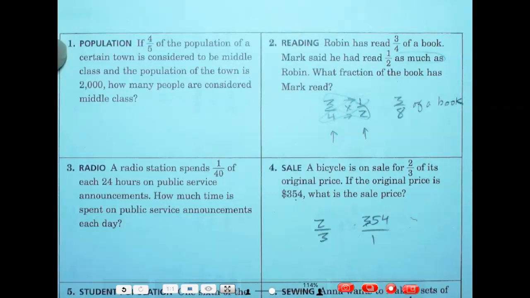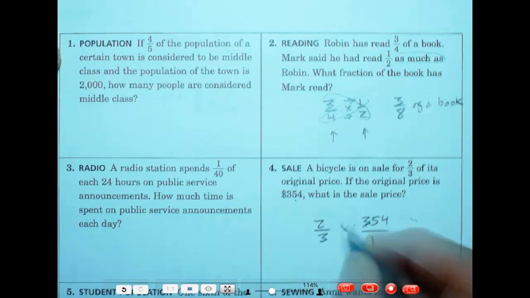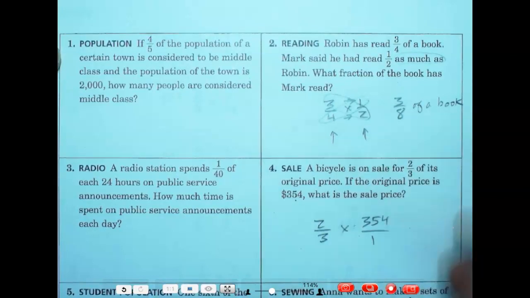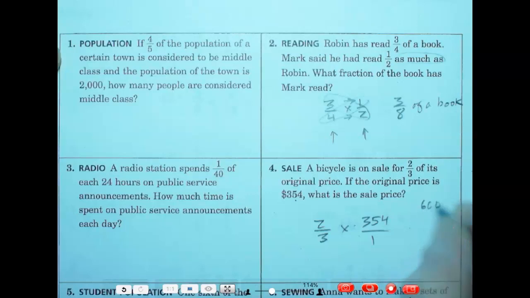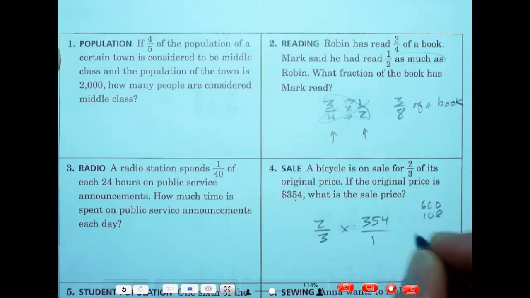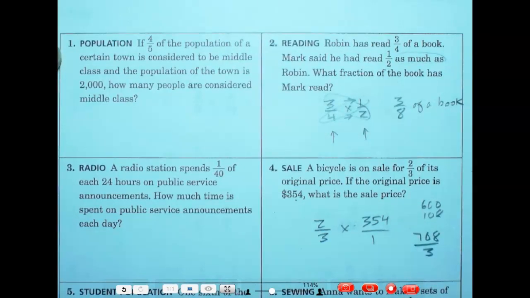We could just put the 354 over 1 like that, and then we can multiply. So we take 2 times 354. Well, let's think about that. 2 times 300 would be 600. 2 times 54 would be 108. So this is going to be 708 over 3. All right, so we've got to divide that. That means 708 divided by 3.